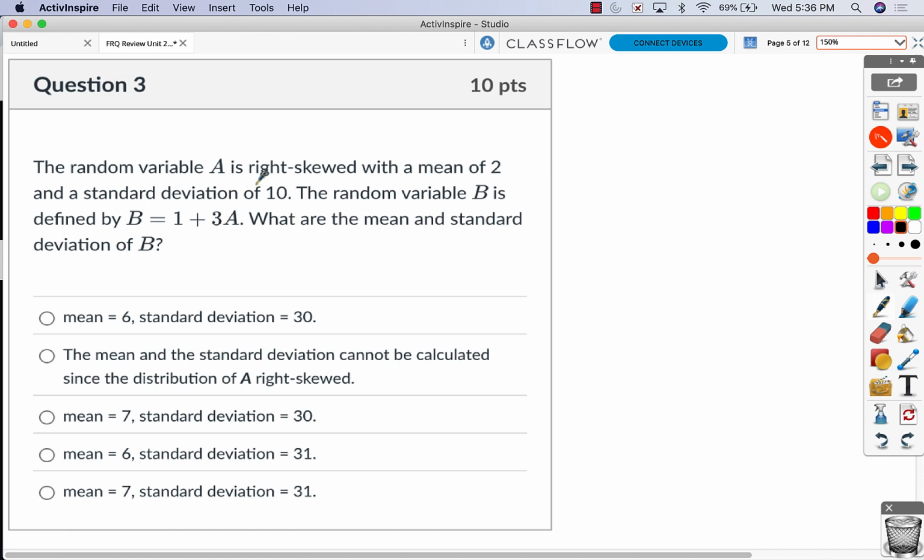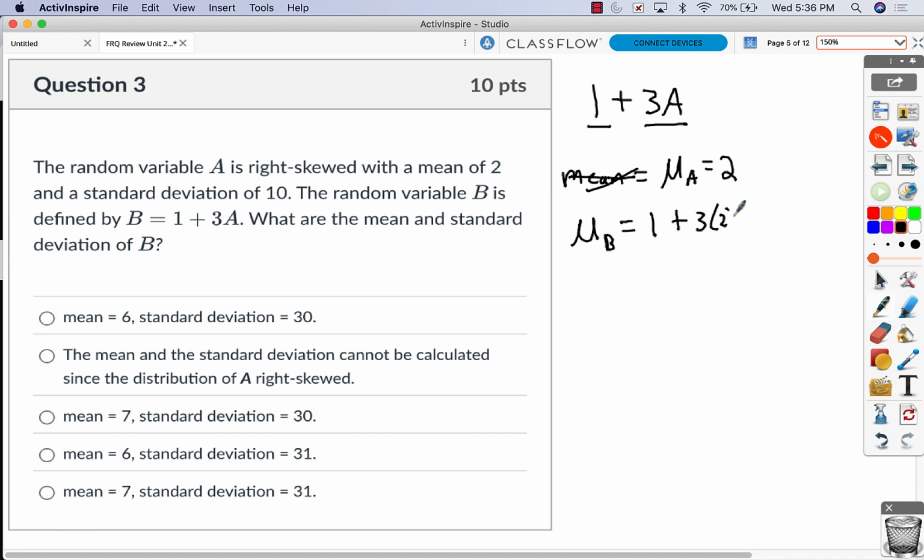Okay, so you have a random variable A. It's right skewed with a mean of 2 and standard deviation of 10. The random variable B. Okay, so what you have to know about random variables is B equals 1 plus 3A. So we have a multiplication process and an addition process. The mean of the new variable, which will be called mean of B, is going to go through both processes. So whatever the mean of A is, the mean of A is 2. So the new mean is going to be 1 plus 3 times 2.